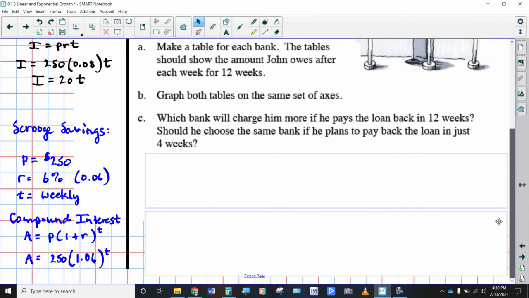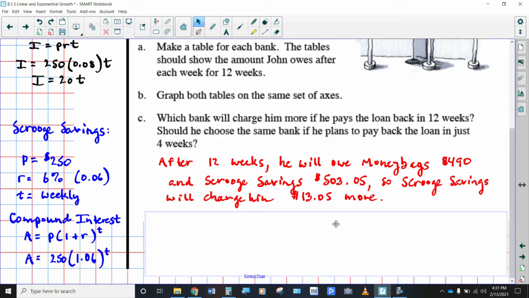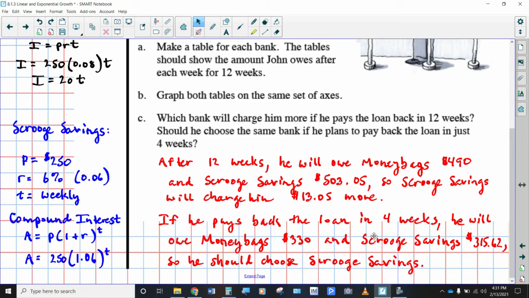Which bank will charge him more if he pays the loan back in 12 weeks? Well, in 12 weeks, the compound interest is going to charge more. It's $503 versus $490, so that's $13.05 more by going with Scrooge Savings if he's going to take 12 weeks to pay it back. But if he's only going to take 4 weeks to pay it back, remember that 8% interest rate made Moneybags a little bit more expensive at the beginning, $330 after 4 weeks compared to $315.62. So if he was going to only do it for 4 weeks, then he should choose Scrooge Savings over Moneybags.